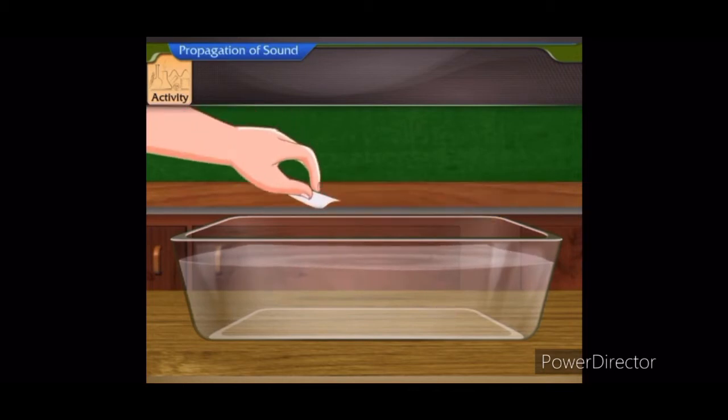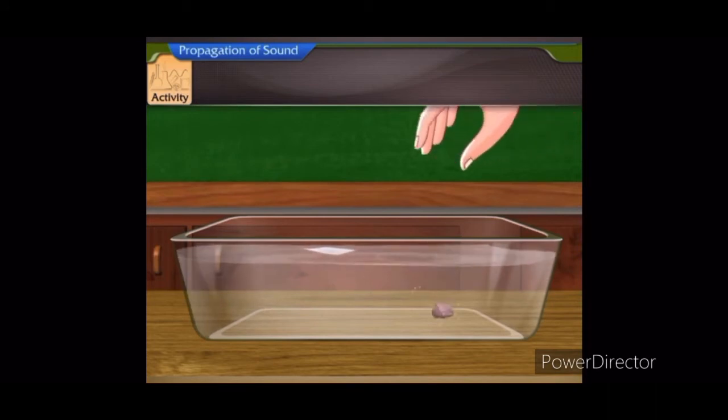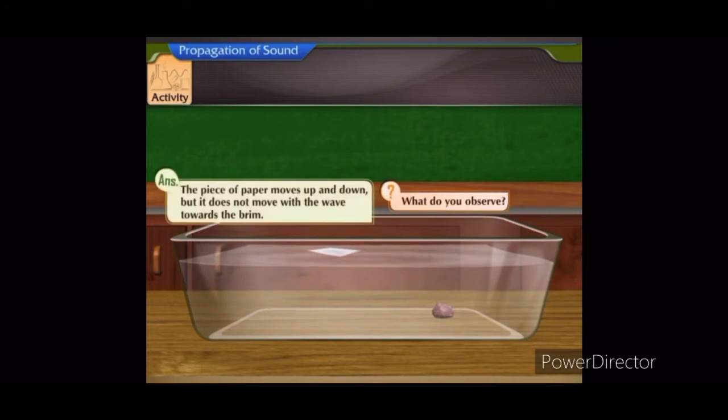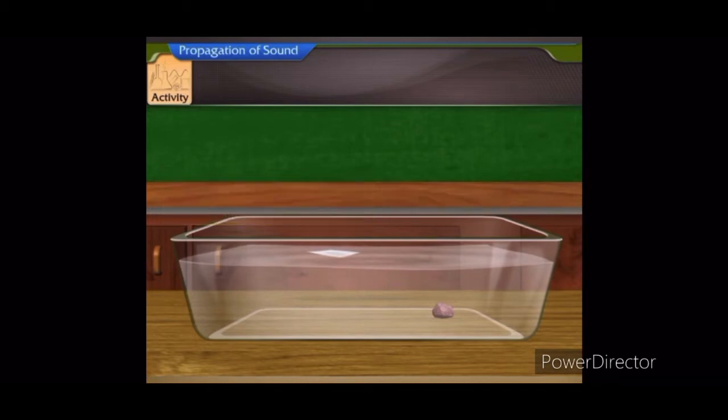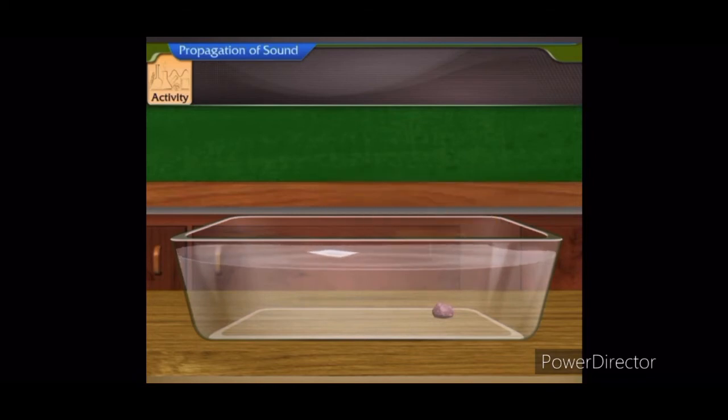Now place a small piece of paper on the water surface and drop another stone in water at some distance from the paper. What do you observe? The piece of paper moves up and down, but it does not move with the wave towards the brim. From the activity, we have seen that when a disturbance is produced in a medium, it travels in the medium in the form of waves.